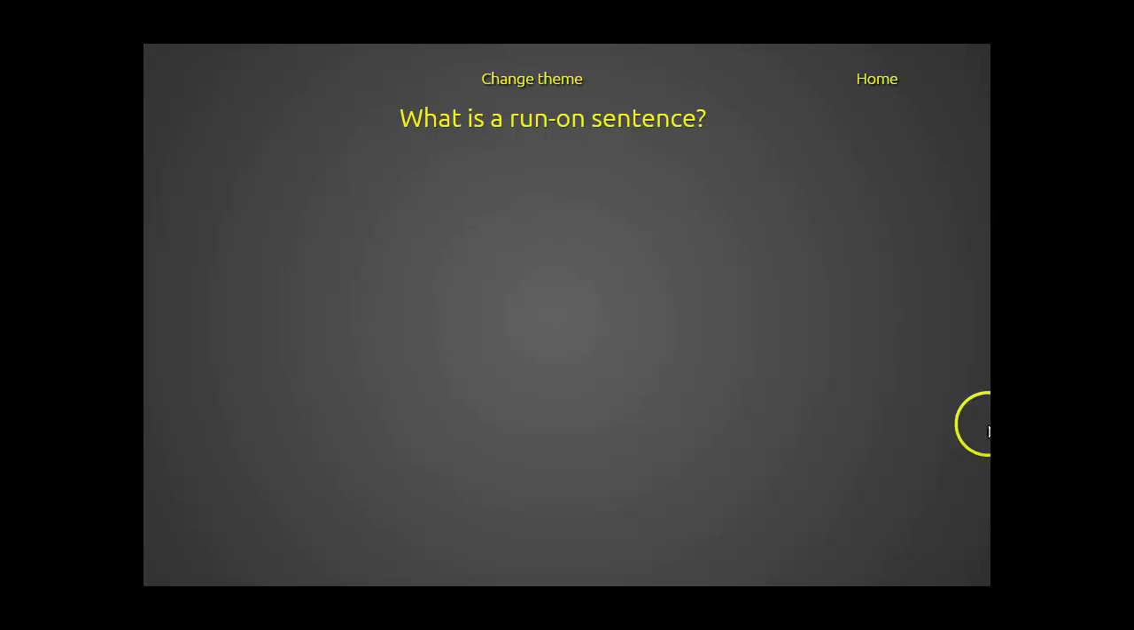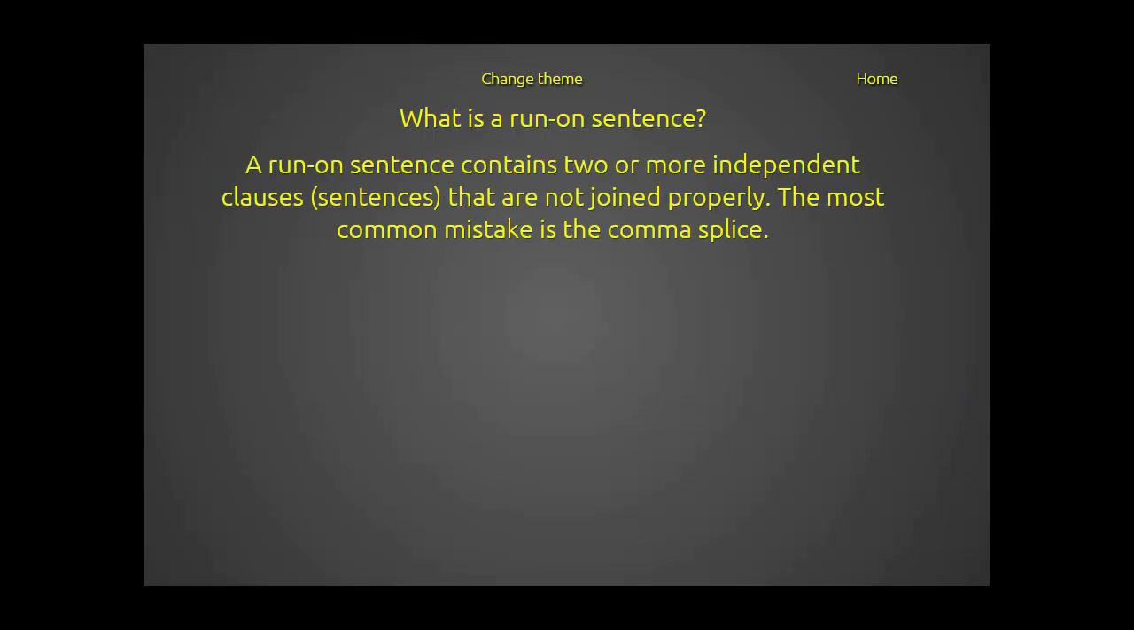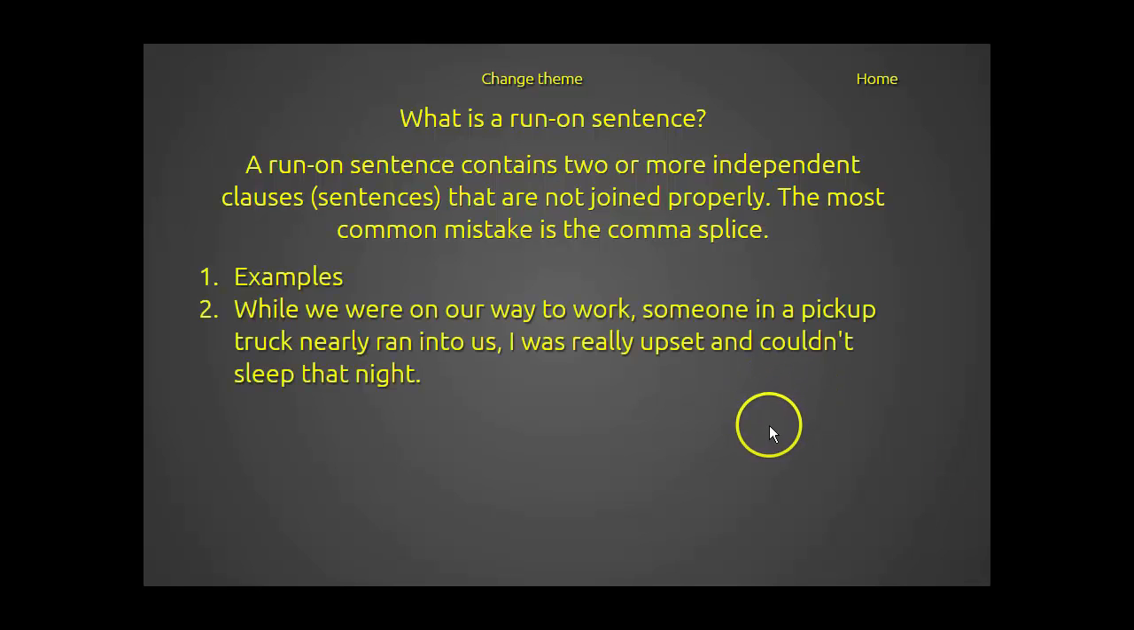So first up, what is a run-on sentence? A run-on sentence contains two or more independent clauses or sentences that are not joined properly. The most common mistake is the comma splice. So here are some examples. The first example we have here is actually a comma splice. While we were on our way to work, someone in a pickup truck nearly ran into us. I was really upset and couldn't sleep that night.